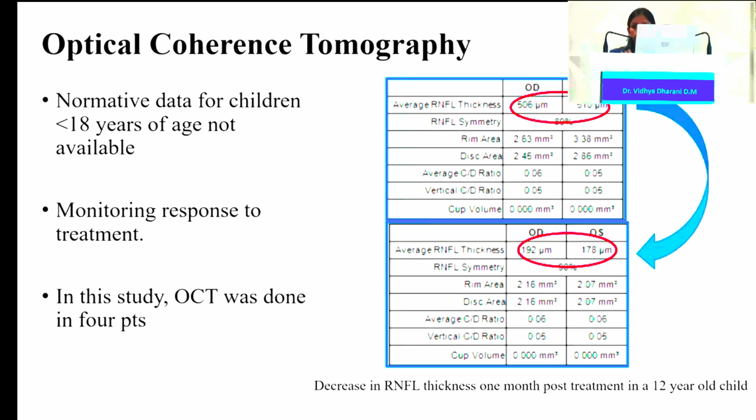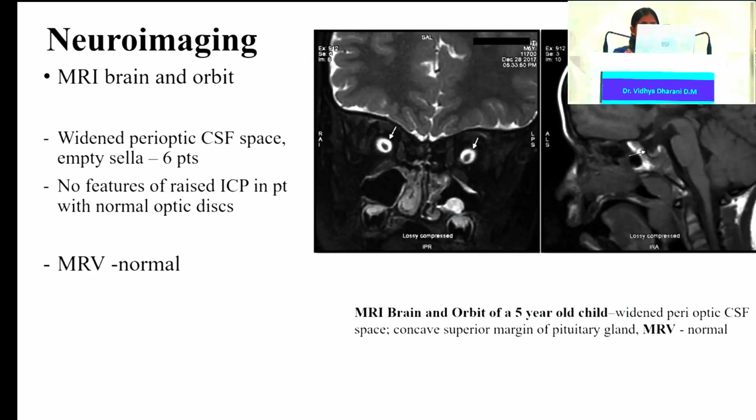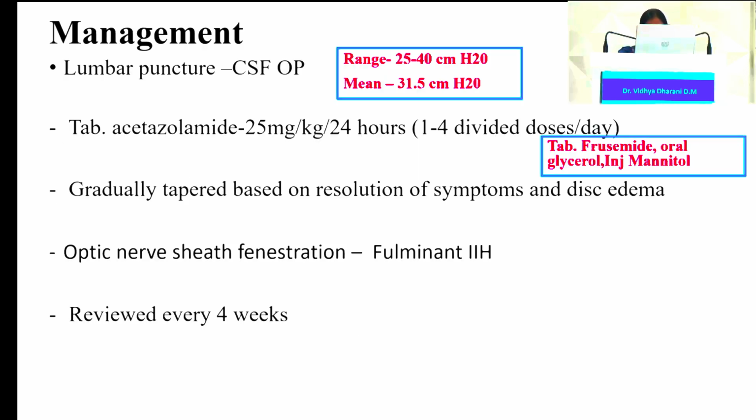Even though there is no normative data for OCT in children less than 18 years, it is still done as it helps in monitoring response to treatment. Neuroimaging showed widened perioptic CSF space in 6 patients. Surprisingly, no features of raised ICP were seen in that child with the normal optic disc.